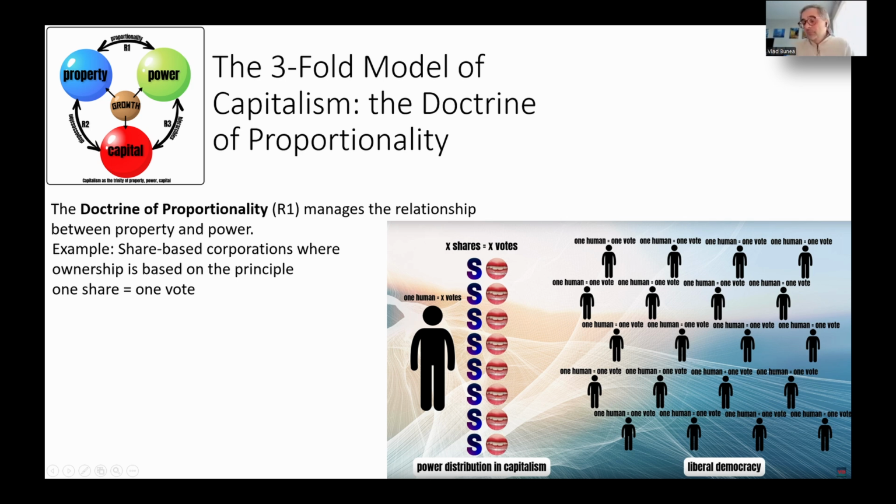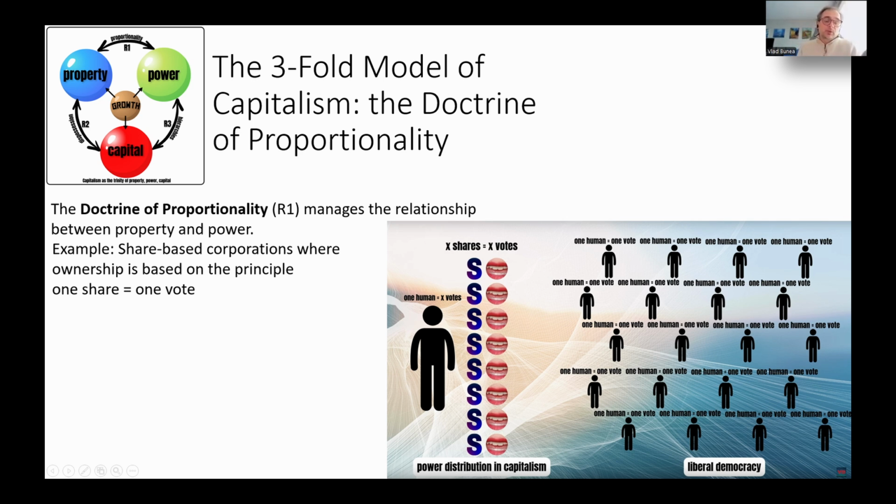So, for example, Mark Zuckerberg owns about 51% of Meta. That gives him, it's in the millions of shares, 51% of the votes that come with those shares. And the votes are expressed in the board of directors. And those votes are the basis for decisions in corporations. So this is the principle of one human having X number of shares. And this is the power distribution that happens in capitalism, which is the doctrine of proportionality.